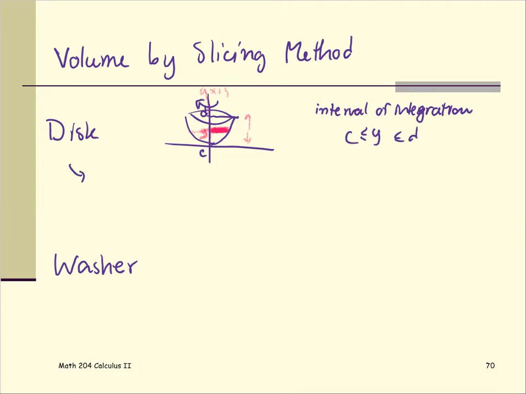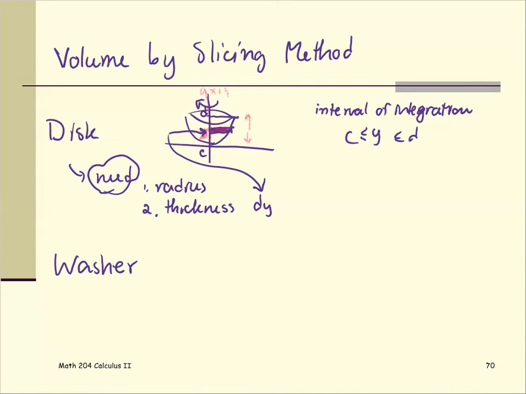And what do you need? You're going to need number 1, the radius, and number 2, the thickness. And when we sketch the graph, we draw the diagram. Since the slice here is sitting on the y-axis, the thickness is going to be dy for this case. And then when you find the radius and the thickness, number 3, the volume is going to be the integral of pi, the radius squared, multiplied by the thickness.